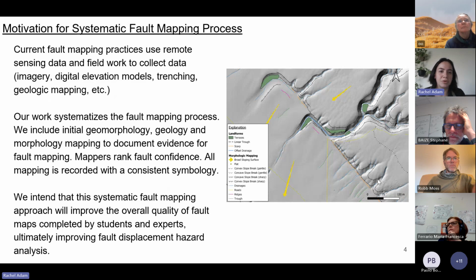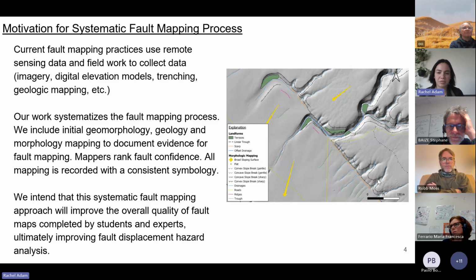And so a bit of motivation for creating this systematic process. Current fault practices use a range of techniques to try and ascertain an accurate fault location. But the idea for us was to build upon as much evidence as we possibly can before getting to a final fault location. So that includes mapping all of the geomorphology, surficial geology, and morphology to then build and iterate upon evidence to then create a fault confidence ranking.